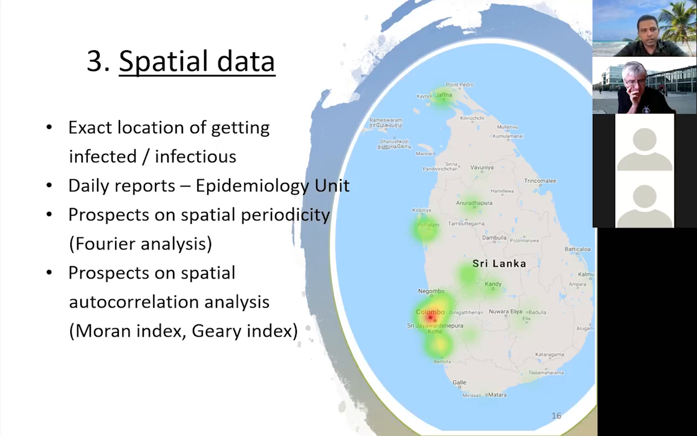So in the daily reports, we can even include, not for the public, but they can store data: what is the exact location where a certain person got infected, and finally what is the exact location where he became infectious. This difference might be a problem if you consider those two together. And prospects on spatial periodicity we can discuss later in our discussion session, because Dr. Putra is doing many research activities regarding these spatial matters and even autocorrelation matters.